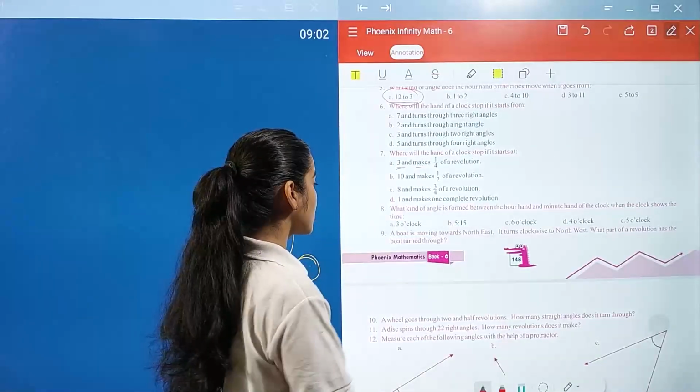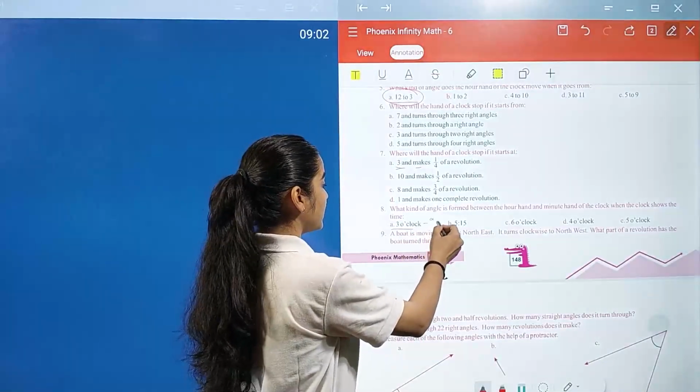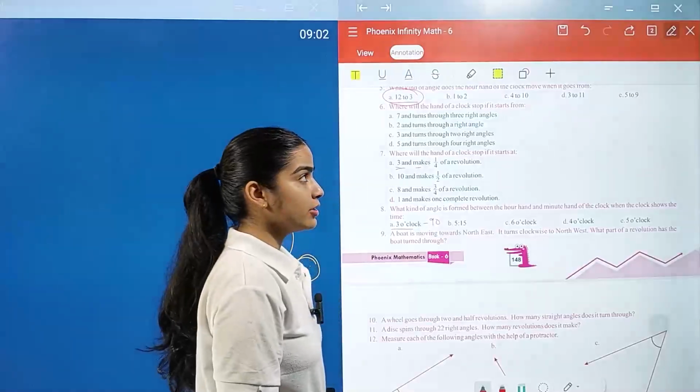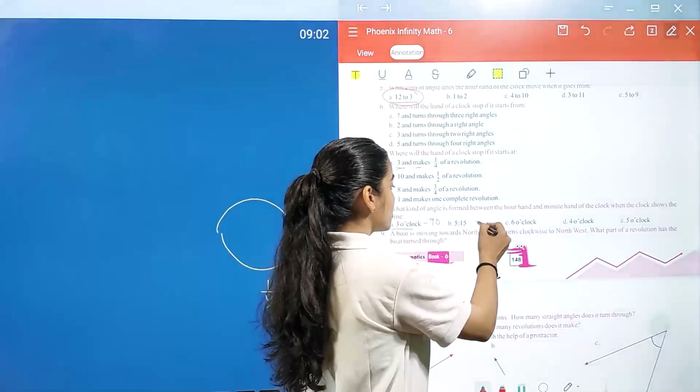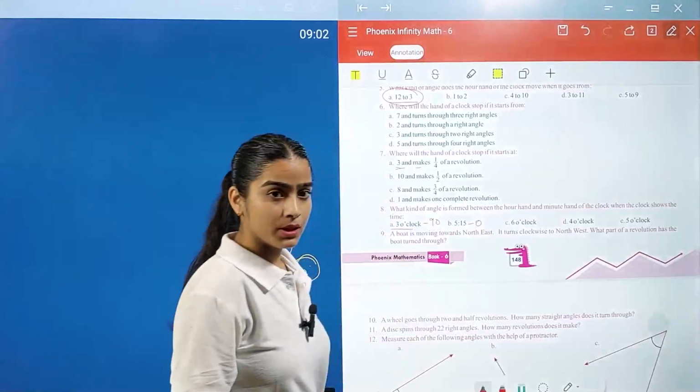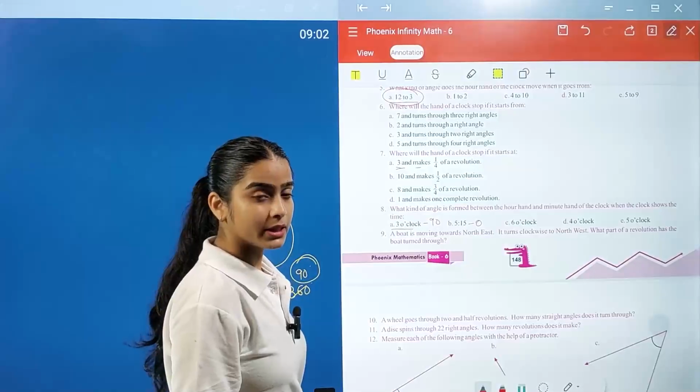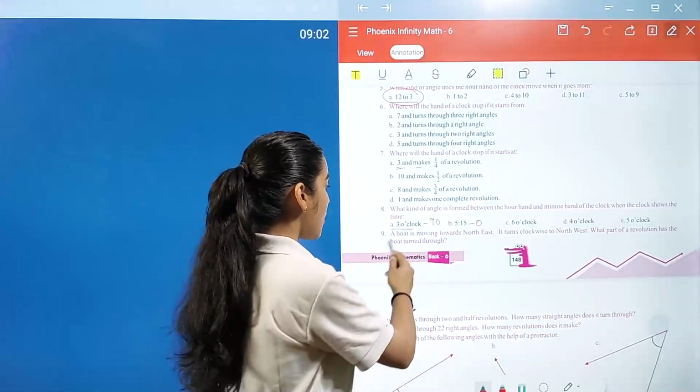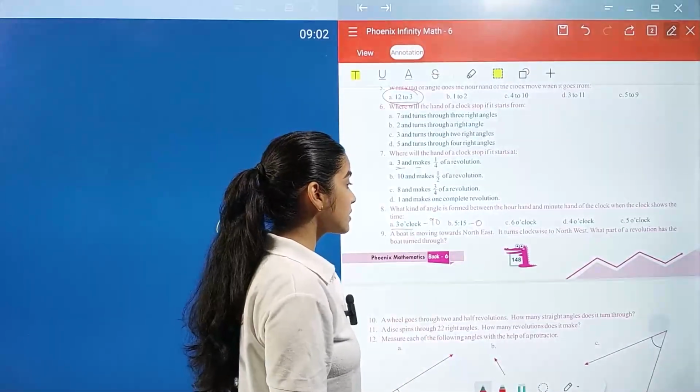Now, what kind of angle is formed between the hour hand and minute hand of a clock when the clock shows the time 3 o'clock? 90-degree. 5:15 should be an obtuse angle, because it should be less than 180-degree but greater than 90-degree. Now our boat is moving towards north, it turns clockwise to the.